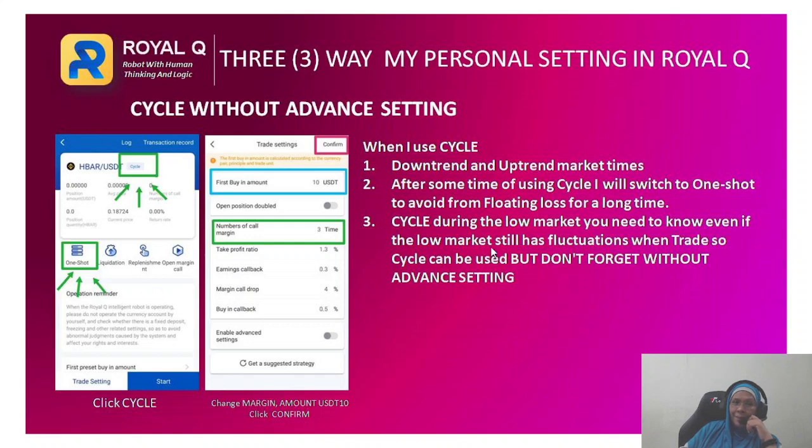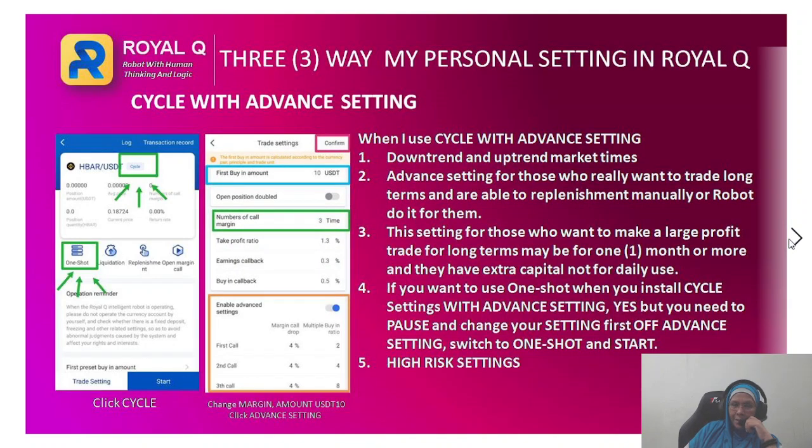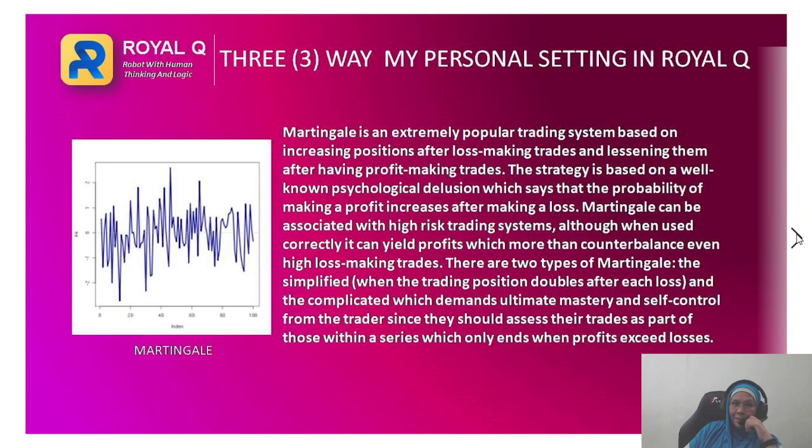So this is the favorite of my group. They love to use this cycle without advanced setting. So you can try, but please remember, robot with human thinking and logic. So you need to use your own creativity, and when you want to change it to one circle, and all this. So now we have already explained about cycle with advanced setting also.